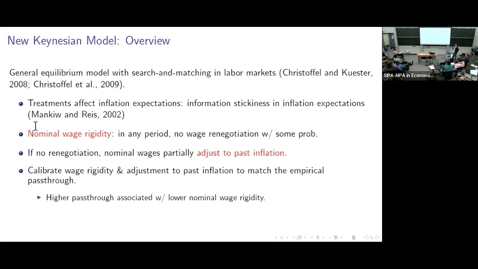There's going to be nominal wage rigidity. So in every period, I won't be able to renegotiate my nominal wage with some probability. If there is no renegotiation, nominal wages partially adjust to past inflation. Importantly here, we're going to calibrate this wage rigidity and adjustment to past inflation to match the empirical pass-through. And important to note is that higher pass-through in the model will always be associated with lower nominal wage rigidity.